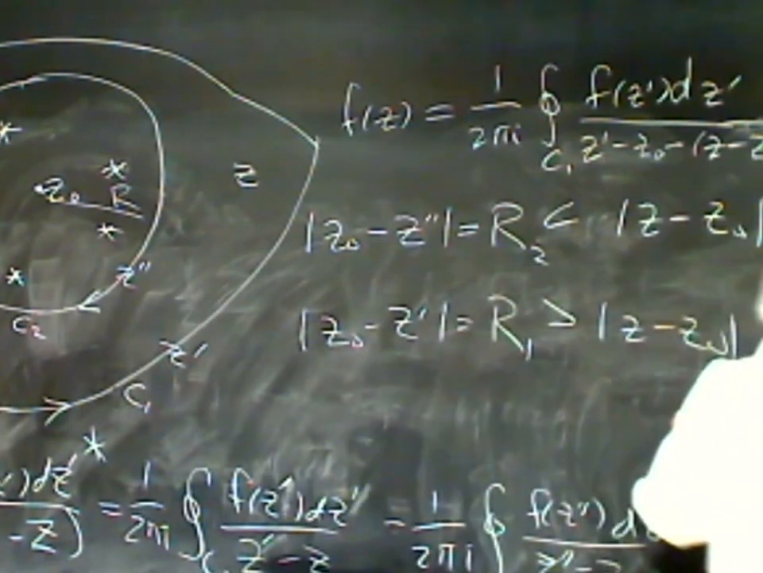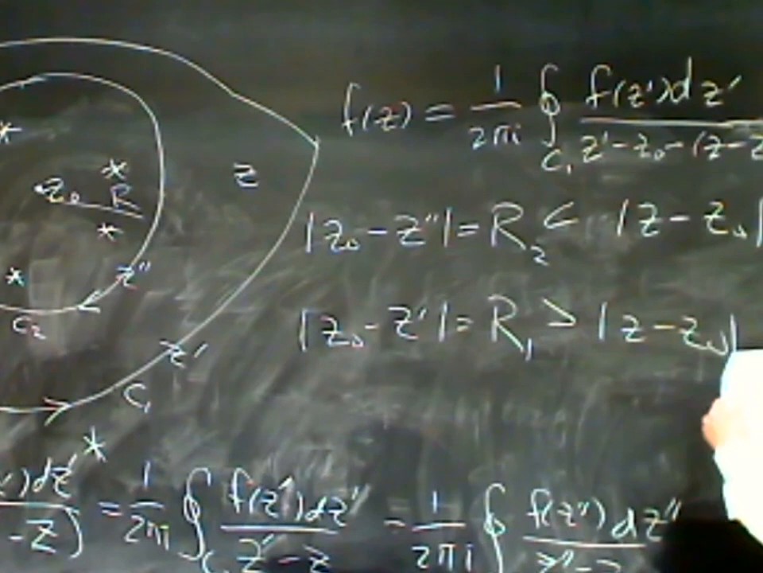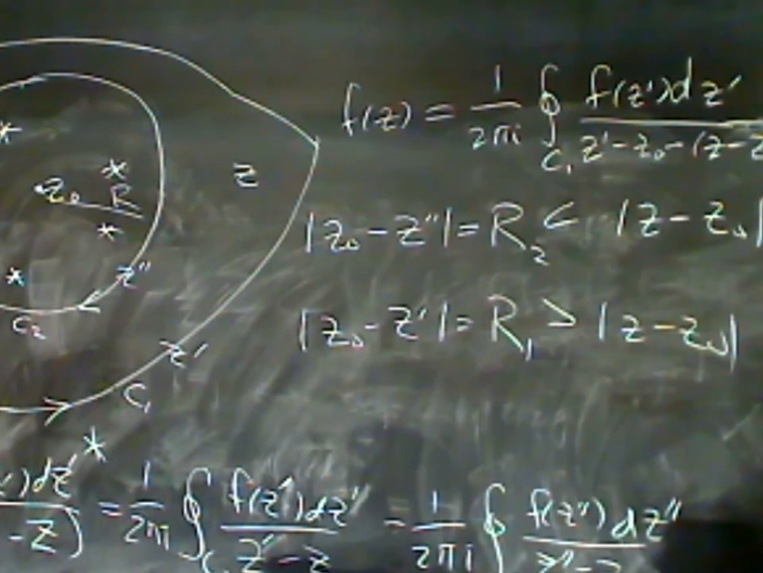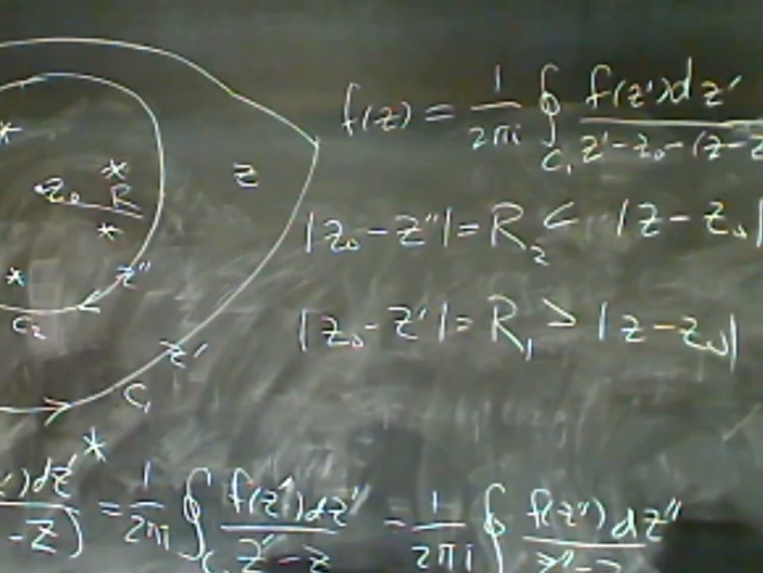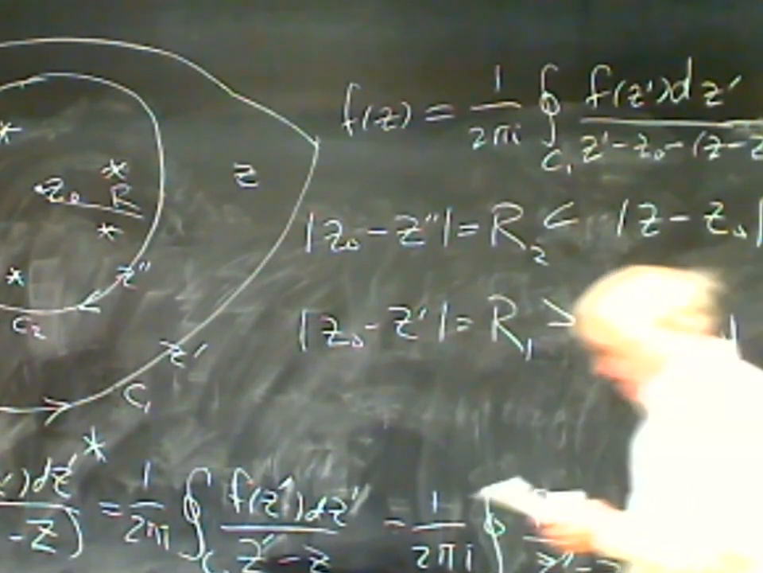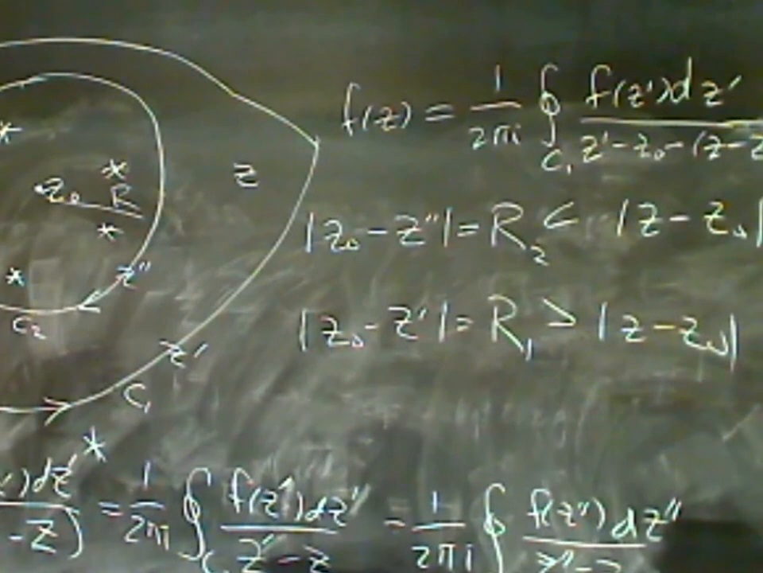And then I'm going to integrate around C2, this is the inner circle. And so what we've got is z minus z0 minus z double prime minus z0. So that's the basic arithmetic setting this thing up.